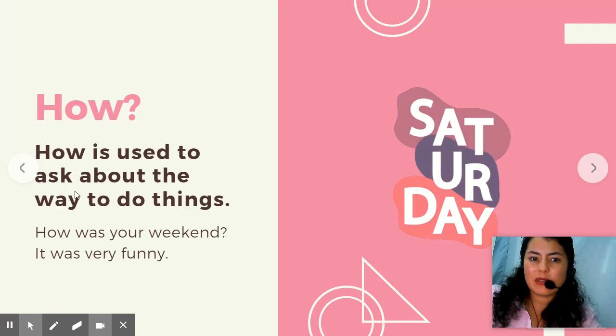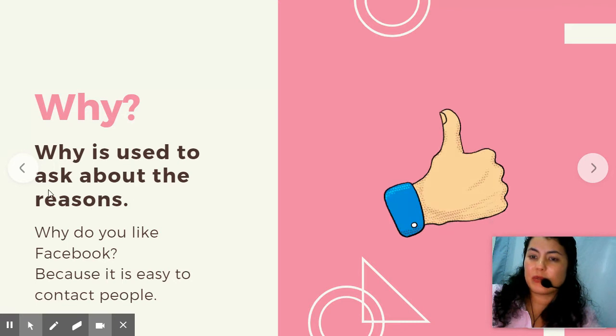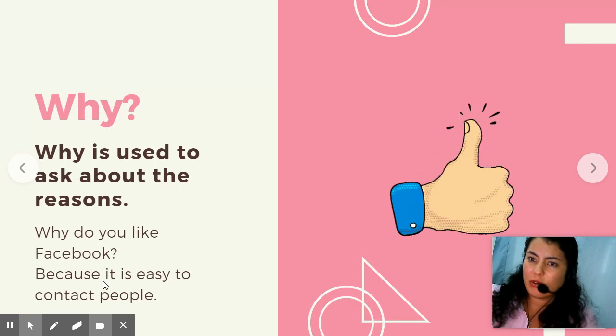How is used to ask about the way to do things. How was your weekend? It was very funny. Why is used to ask about the reasons, to explain. Why do you like Facebook? Because it is easy to contact people.